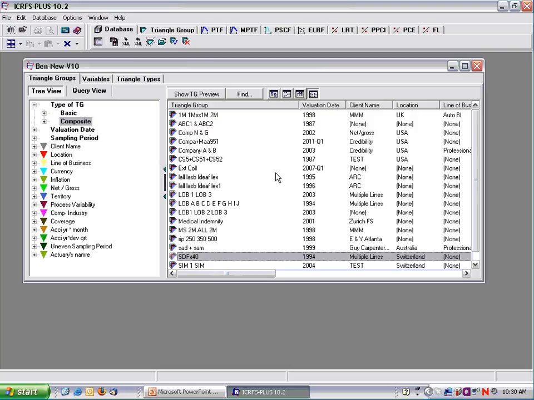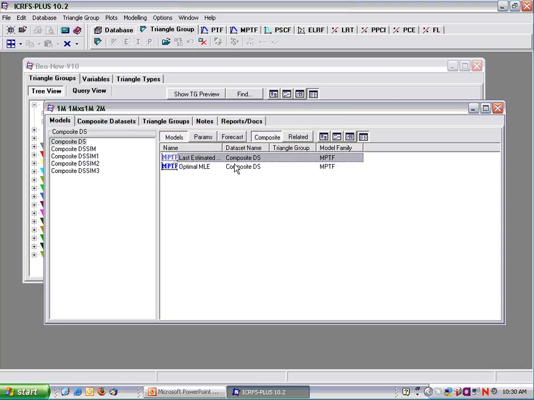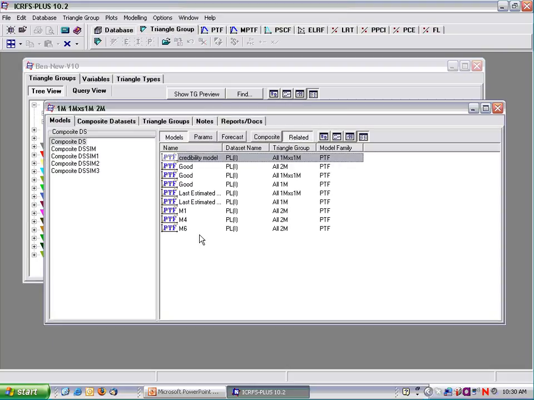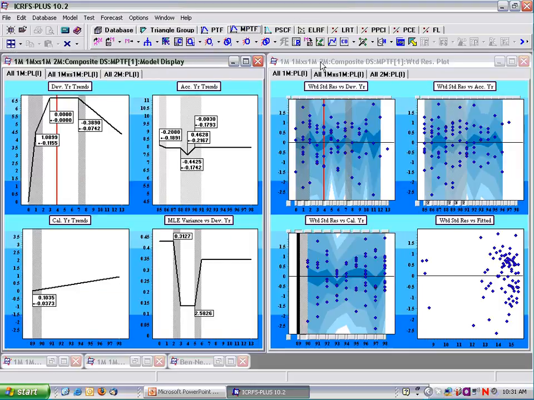And here we're going to study the three triangles again, but we're going to look at a composite model, or combined model, as the Australians and English would call it. So here's 1M, 1Mxs1M, 2M. The first thing we're going to do is actually run the model for each in PTF. And let's look at the correlations first of all. Here are the correlations.